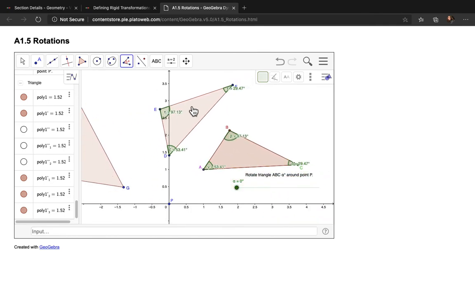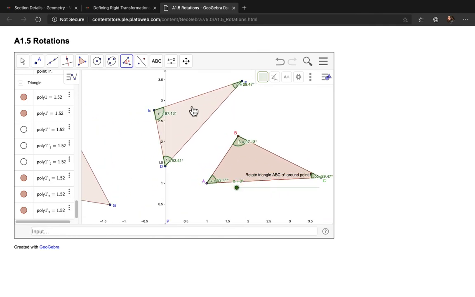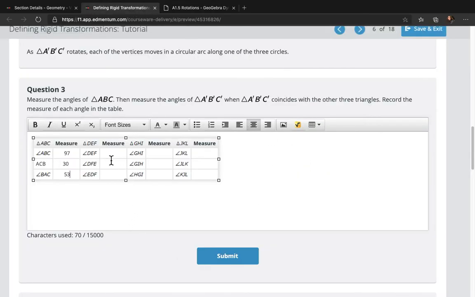So you'll see, and I think this is all that you would have to do, but look at our corresponding angles. Angle A's corresponding angle is angle D. Angle B's corresponding angle is angle E. Angle C's corresponding angle is angle F. Okay, notice how they're all equal. So there's a pattern that you'll see with the measure of these angles.